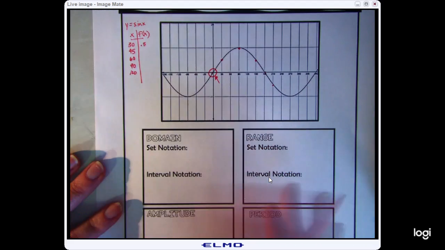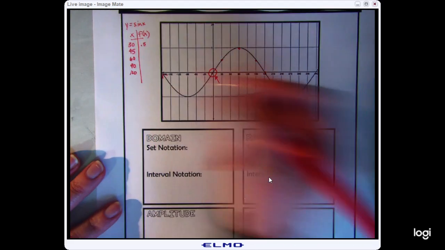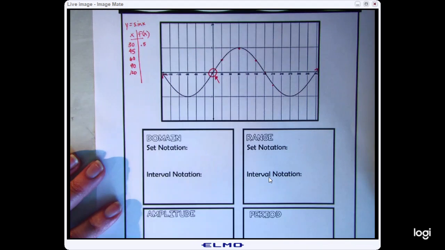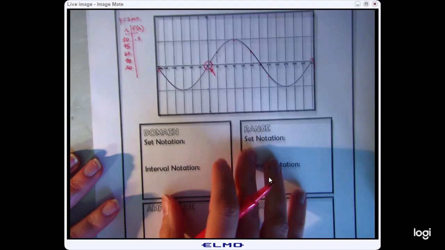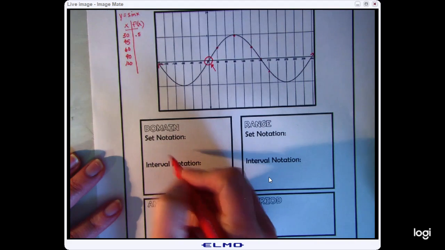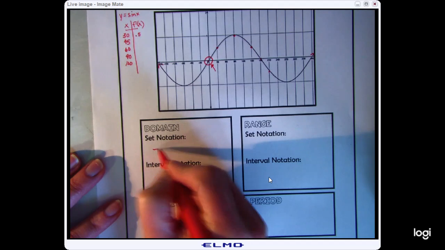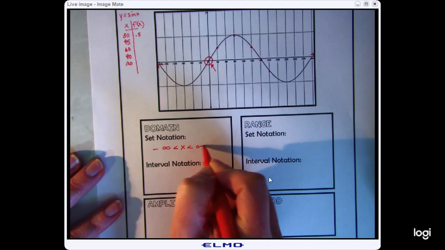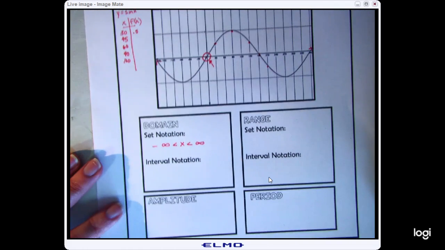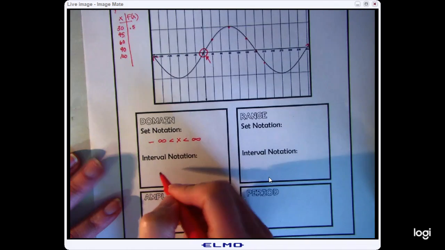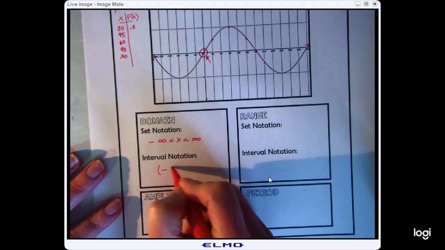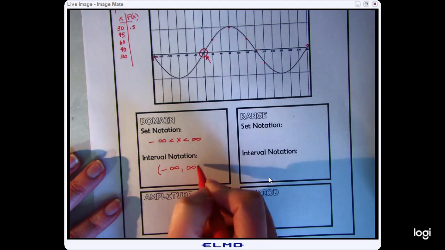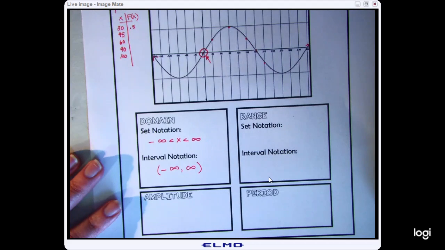Domain, remember, is side to side. And we should note that that sine wave continues into infinity. So in set notation, how do we say all real numbers? Just like that. Interval notation would look like, and remember we've got the curved parentheses and not the square brackets because we can never equal infinity.